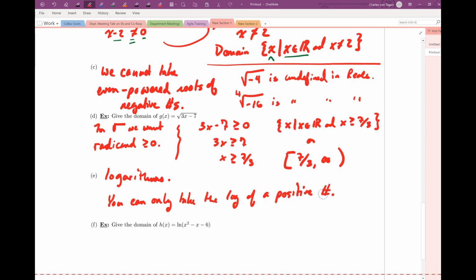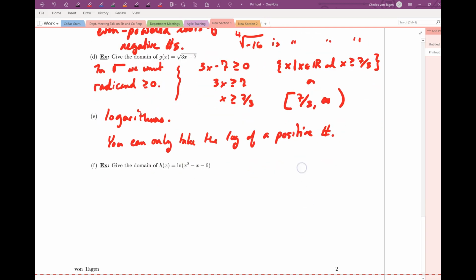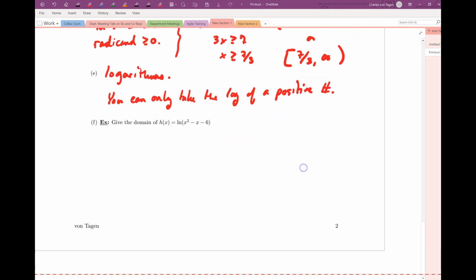Okay. And folks, as a reminder, this is just a quick review video. I'm not really going into the definition of logarithms. I'm not explaining why we can only take the log of a positive number. I'm just operating off of that fact. I will do a video that reviews logarithms later on. So you can only take the log of a positive number. You cannot take the log of 0. You cannot take the log of any negative number.